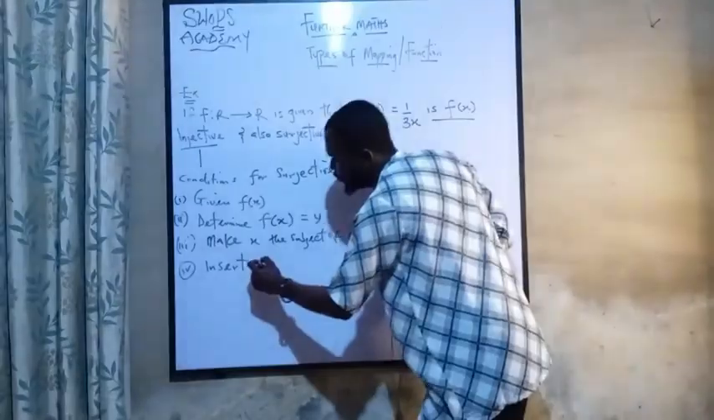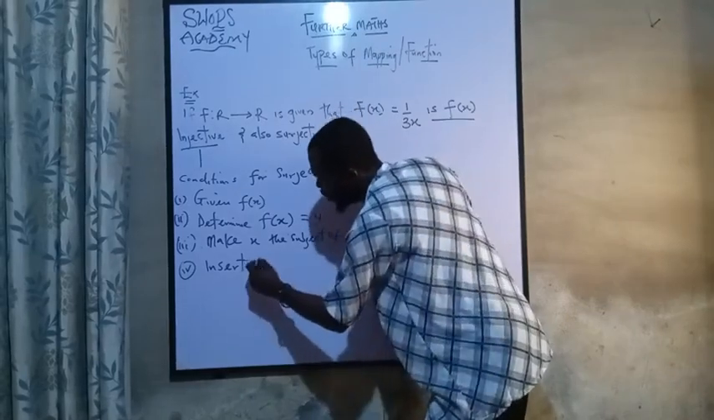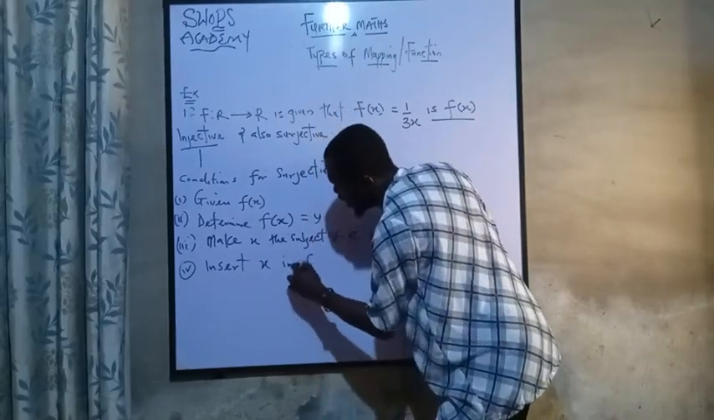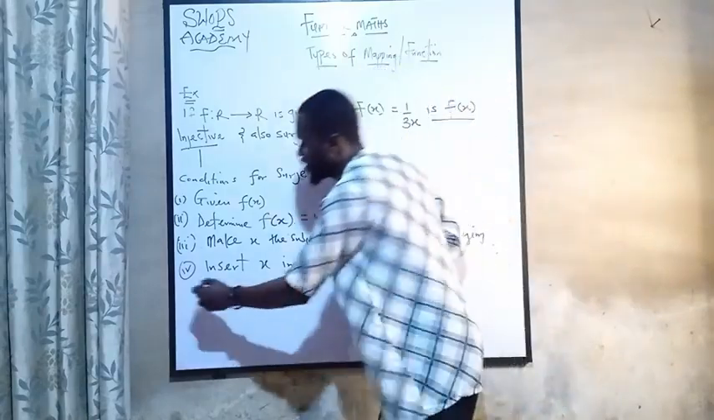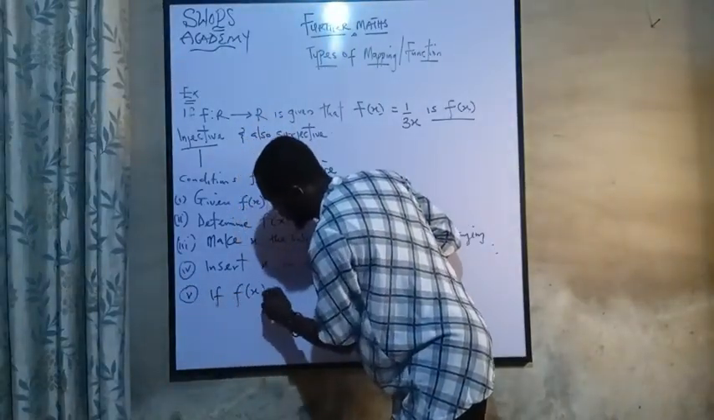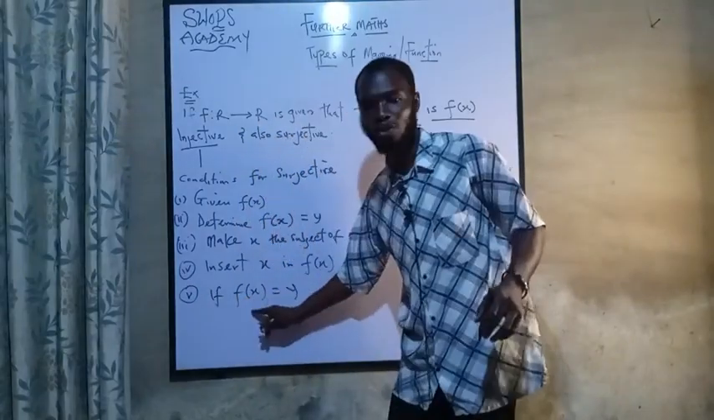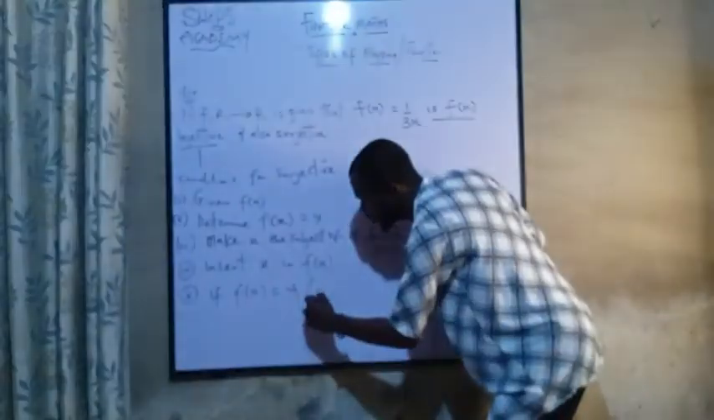You insert the value of your what? Your x into f of x. Are we together? Then the last one: if f of x equals y, that means when we solve everything and our f of x later equals y, that question is what?